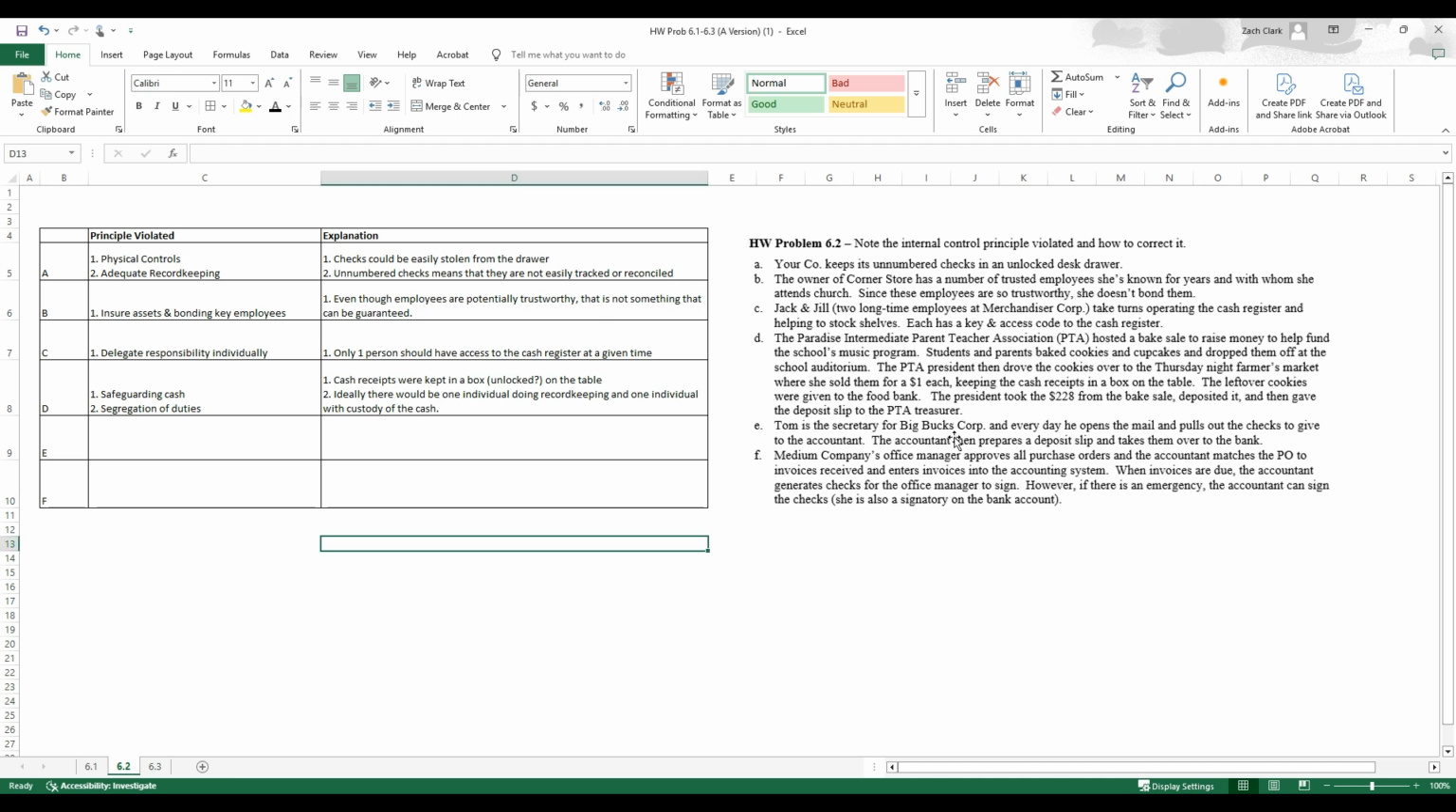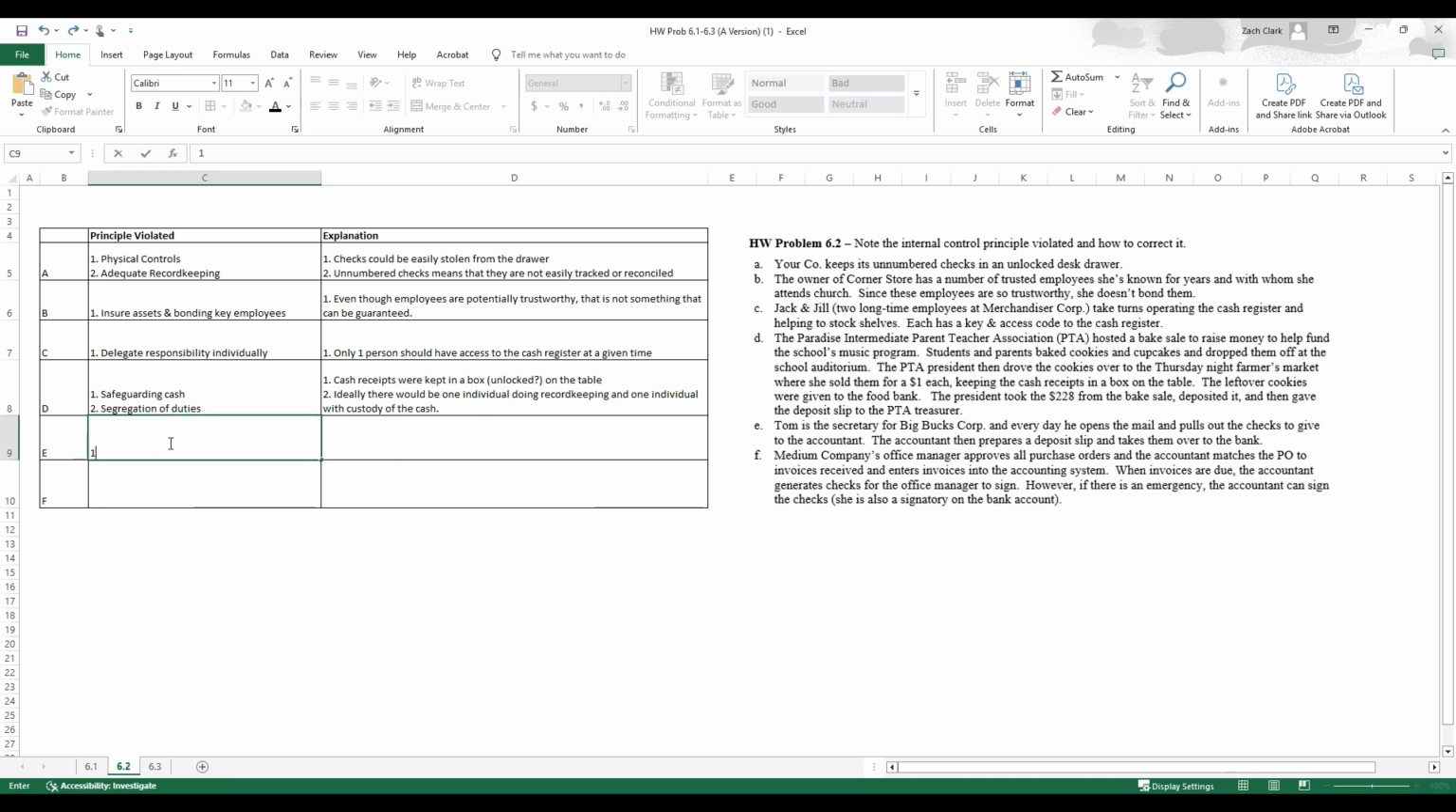On E, Tom is a secretary for Big Bucks Corporation. Every day he opens the mail, pulls out checks to give to the accountant, and then the accountant prepares a deposit slip and takes to the bank. Okay, so on this one, again, I think I'm going to say segregation of duties is really the primary principle being violated.